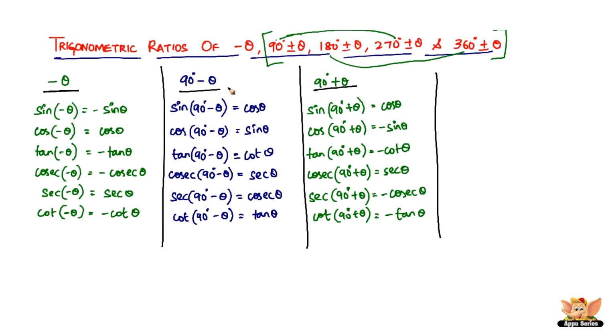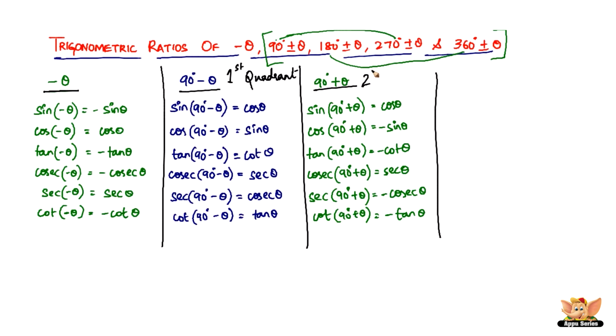90 minus theta, you're going to have everything positive, no sign change at all, because 90 minus theta is nothing but the first quadrant, right? First quadrant, everything is positive. All are positive. That's what the first quadrant is. That's why there is no sign change.